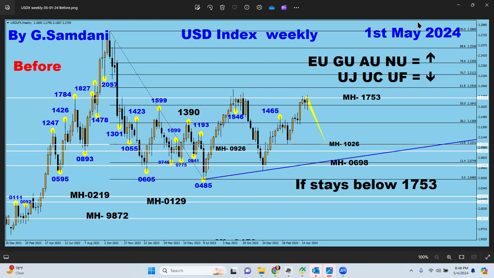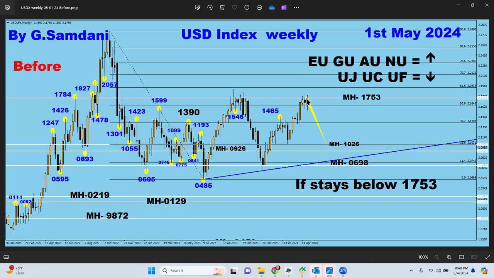Another way of looking at the US dollar index and NFP, and also looking at USD yen. So let's get started. This is the USD index chart that I have made. I don't remember when, but the date says it's May 1st, maybe, right?